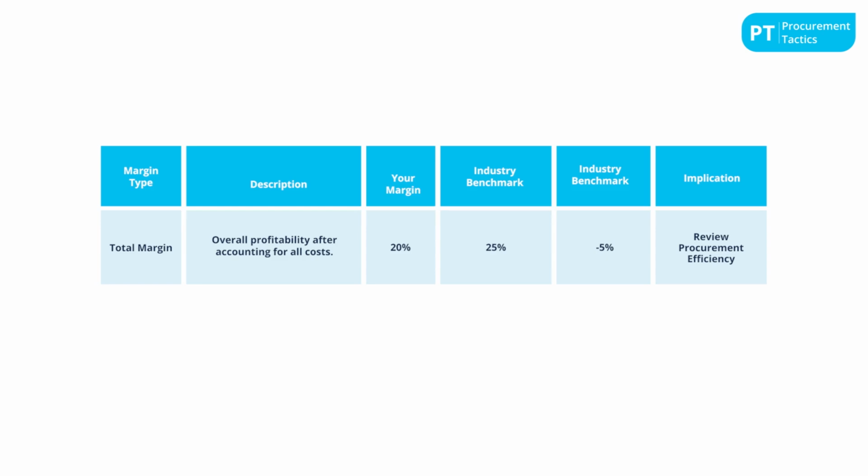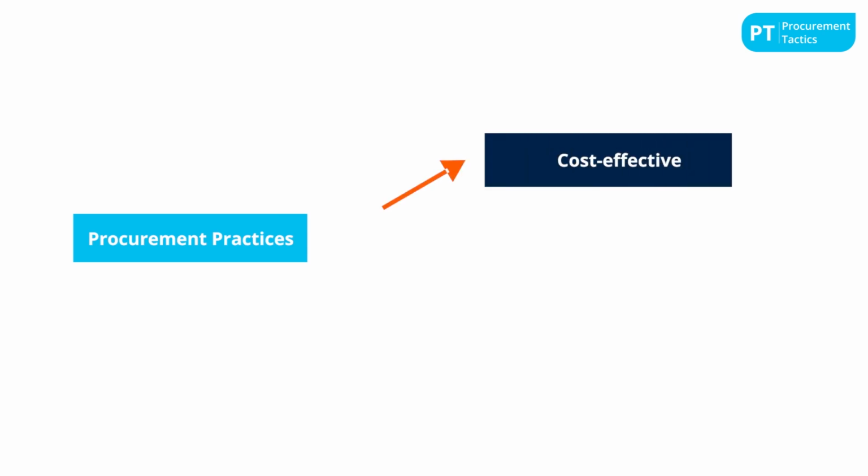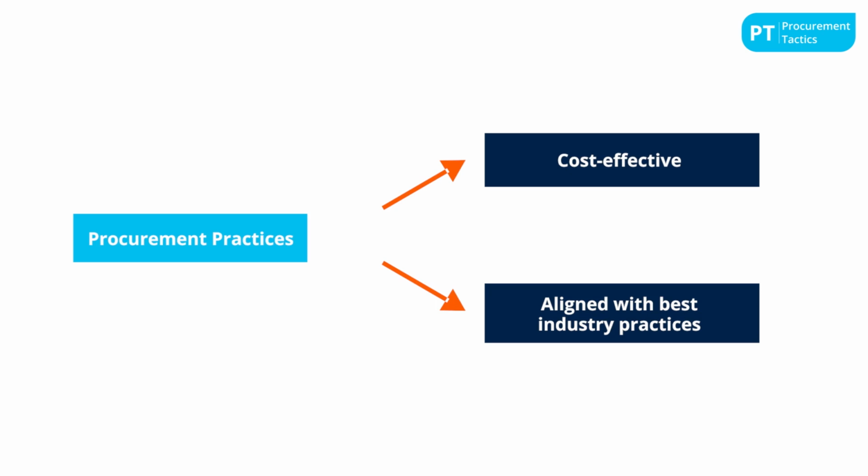Of course, we are providing you with a blank, customizable template for you to tailor to your value chain as well. Through benchmarking, we uncover areas ripe for improvement, ensuring our procurement strategies are not only cost-effective, but also aligned with the best industry practices. This proactive approach paves the way for continuous improvement and strategic success in our procurement and value chain.